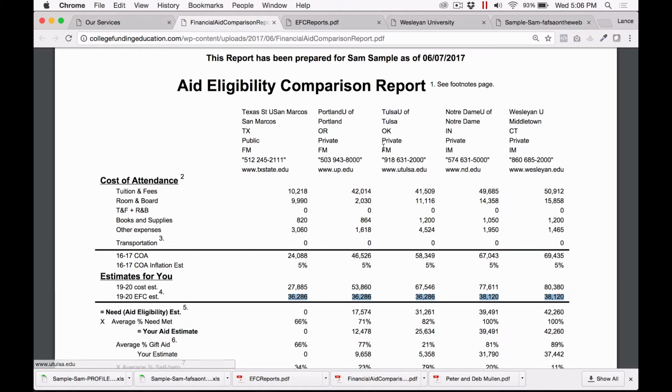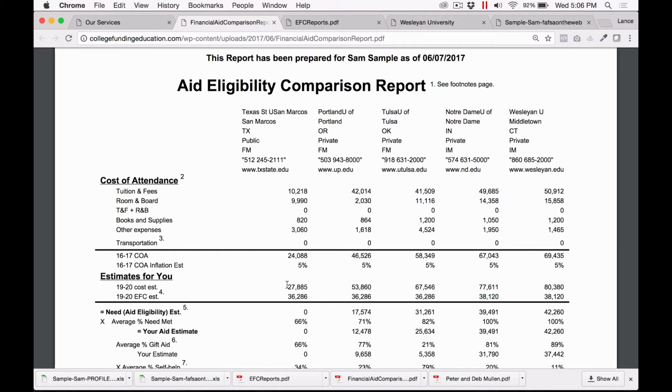That's because some of these schools are using the federal methodology and some of these schools are using the institutional methodology. That is extremely important to know, because if you're looking at schools that are using the federal methodology, then you don't have to worry about the equity in your home and your business assets. If you're looking at schools that are using the institutional methodology, then you have to worry about those assets and how that's going to affect your EFC number.